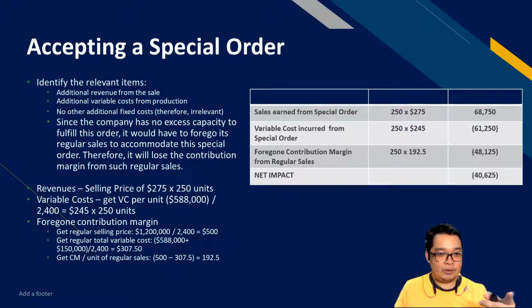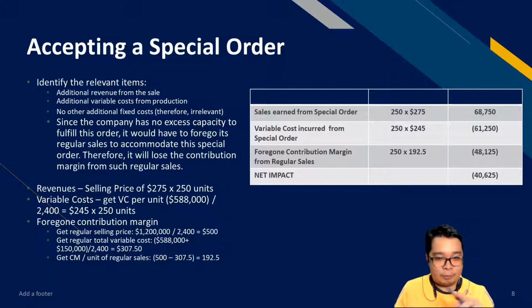Okay? So if you look at the sales earned from the special order, it's the same, 68,750, which is 250 times 275. Second line item there in the table is variable cost incurred from the special order. If you look at the line item, it's 250 times 245, same as kanina. You will have to incur 61,050. The third item there is you have to now account for the foregone contribution margin from regular sales because you have to accommodate this special order.